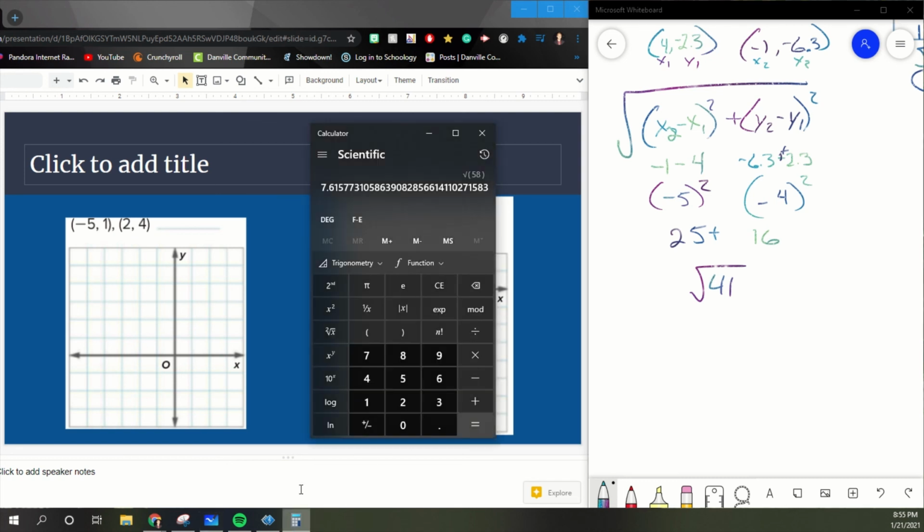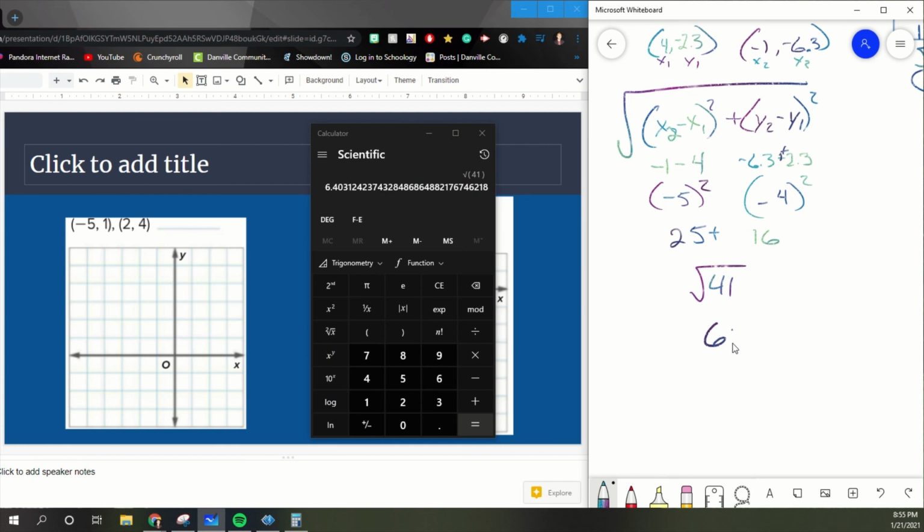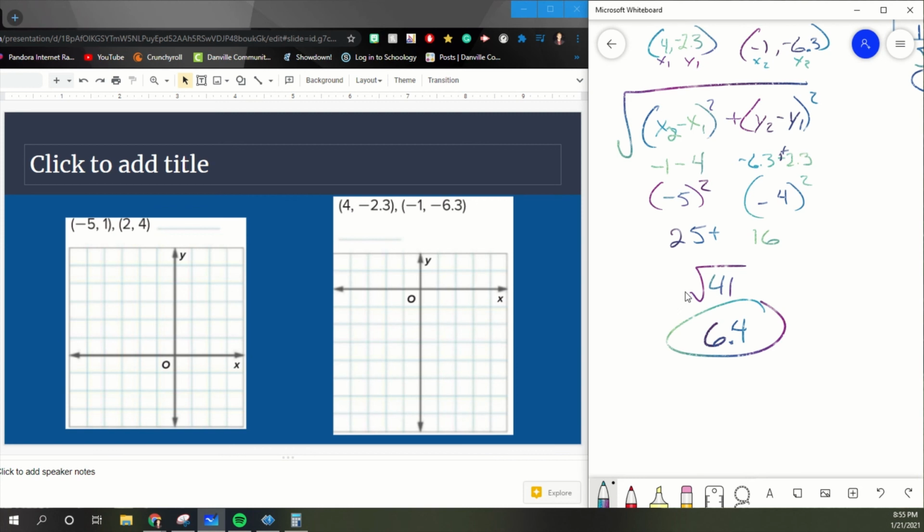I think we already found that today, but let's go ahead and plug that in. Square root of 41 is about 6.4 units for this distance.